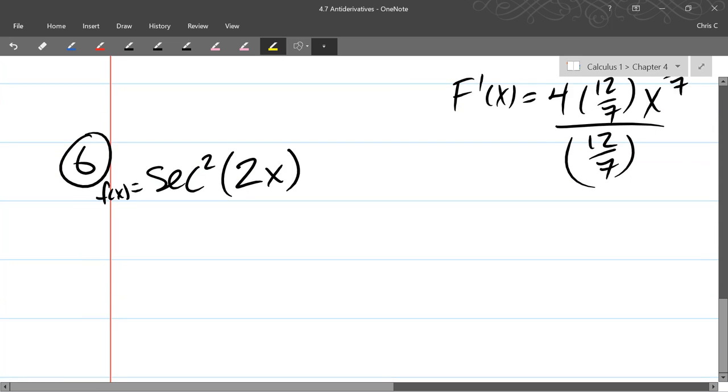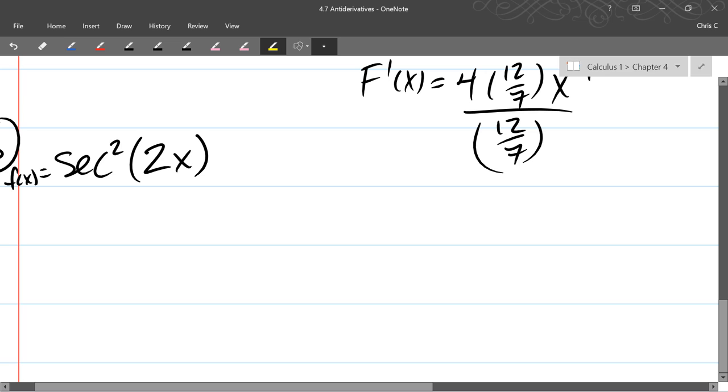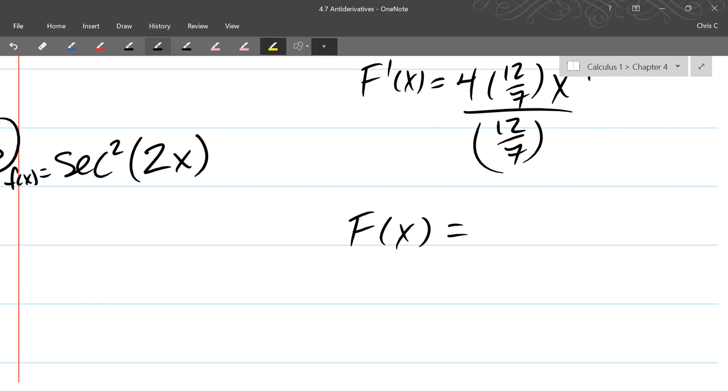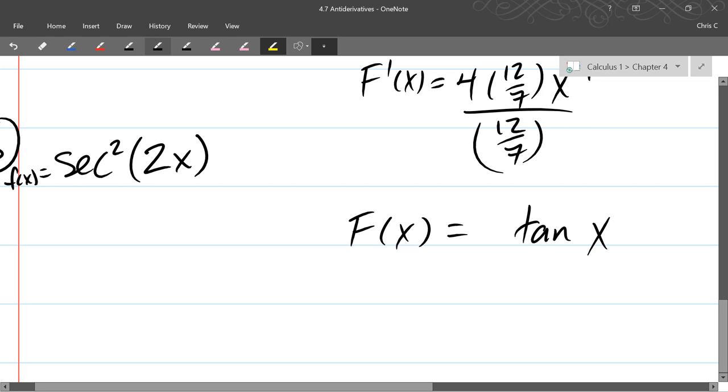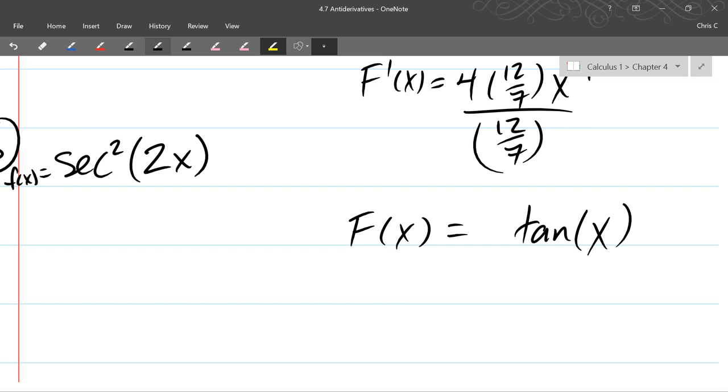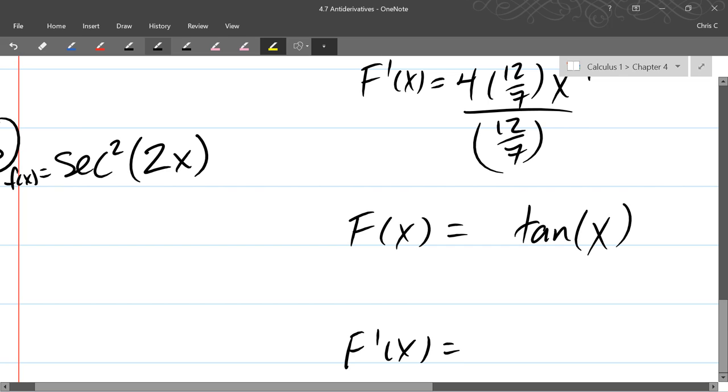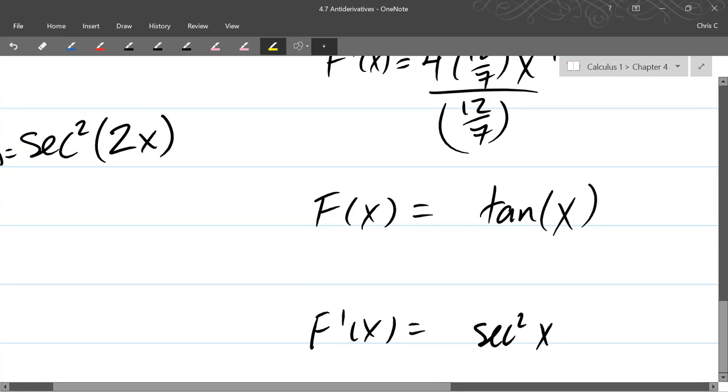All right, secant squared of 2x. So first of all, what function has a derivative of secant squared? Tangent. So let's just try tangent of x. What is f prime of x? So derivative of tangent is secant squared x. So that's not going to work. It's close. It's getting there. What do I need to do to x? Not quite square it, but put 2x in its place.